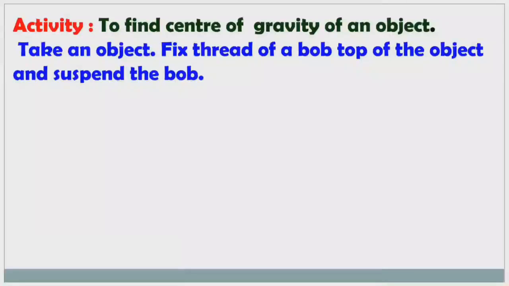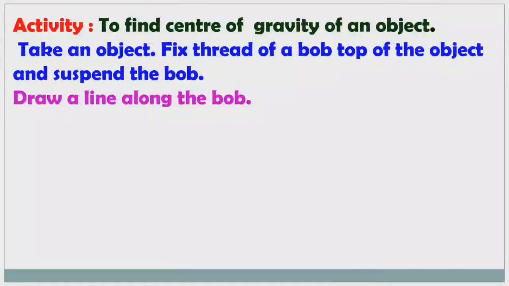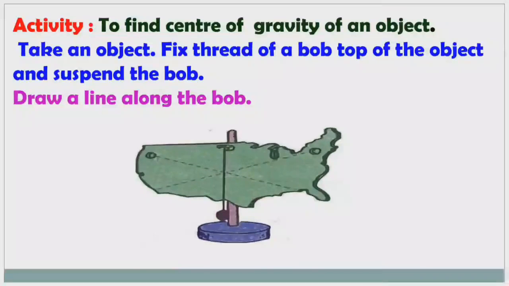Take one object. Take a bob. Fix the thread of the bob at the top of the object and suspend the bob by using the thread. Draw a line along the bob. Here we can see a regular shaped object. A bob is suspended from the object. Now draw a line along the thread or along the bob.